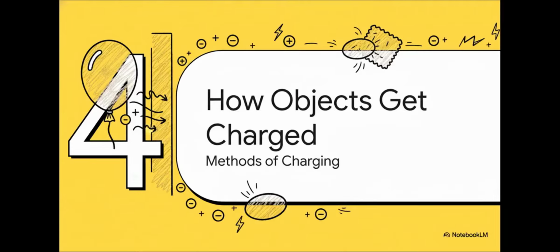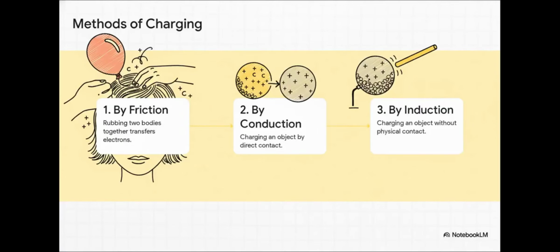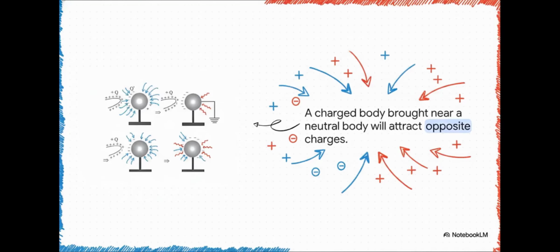How do we get that balloon charged up in the first place? How do things become charged? Well, it turns out there are three main ways to get something charged. There's friction, which is just rubbing stuff together, like the balloon on your hair. There's conduction, which is charging by touching. But the one I want to show you, because it's honestly the most fascinating, is induction, charging something without ever touching it. So let's walk through this process.